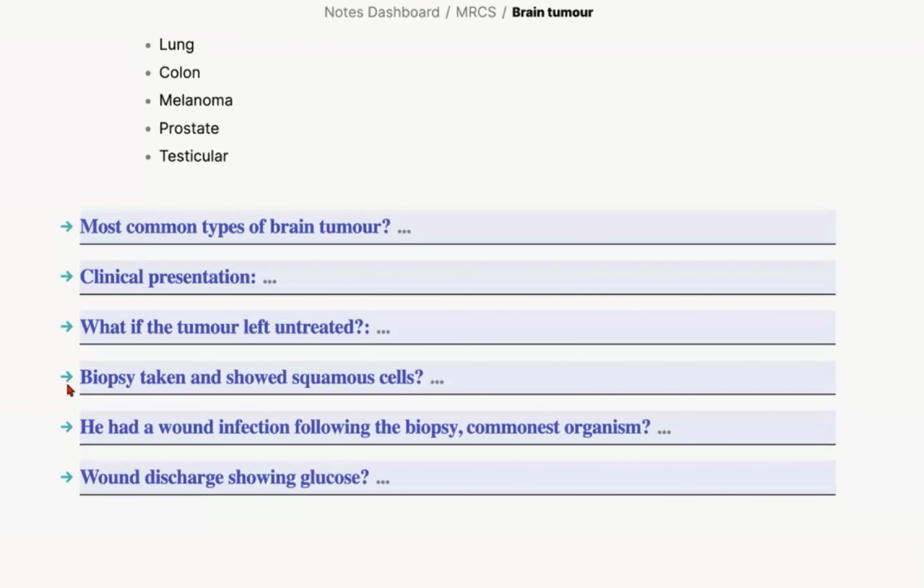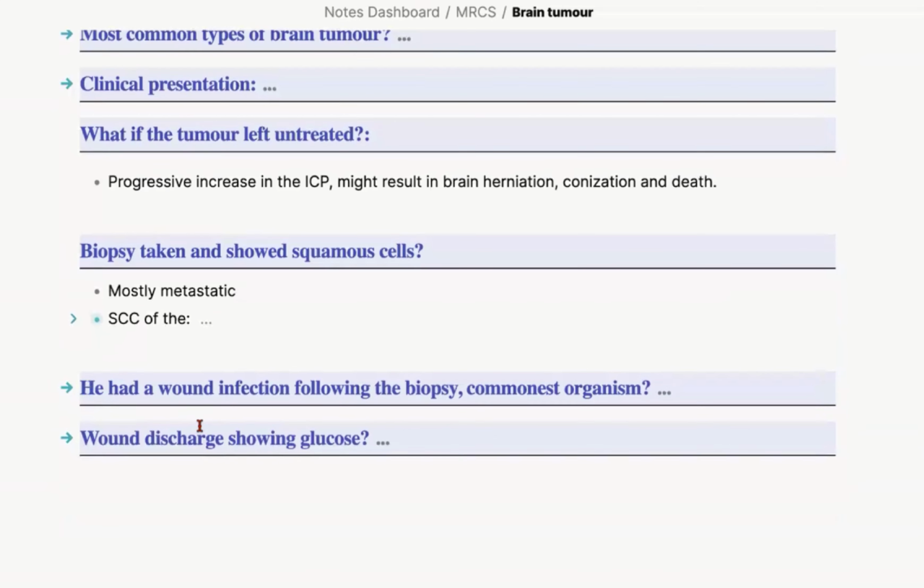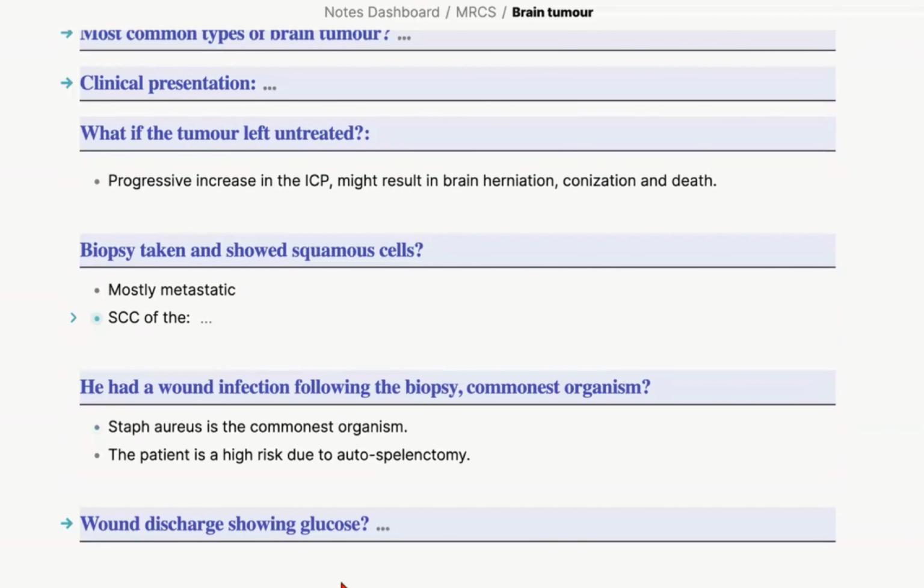Okay. The biopsy was taken and showed squamous cells. Could you explain what could be the reason? It could be due to metastasis. There could be squamous cells in the brain. The patient had a wound infection on the biopsy. What's the commonest organism for wound infection? It is Staphylococcus aureus. And the wound had a discharge that has some glucose in it. What could be the reason? It could be due to cerebrospinal fluid. It could be a communication with the CSF.